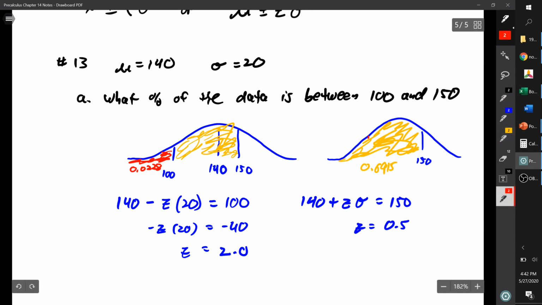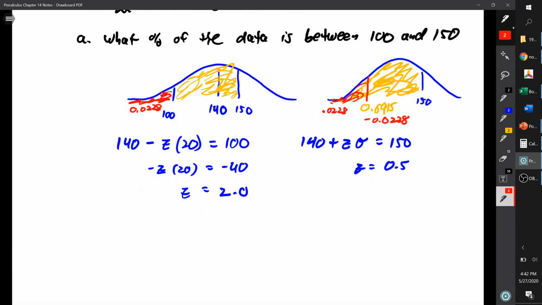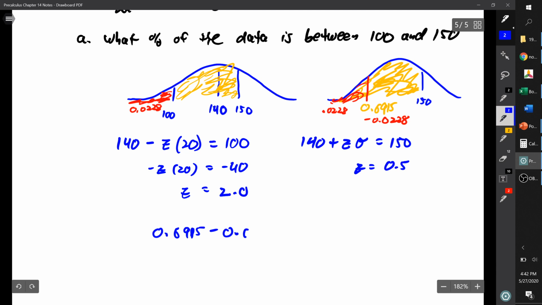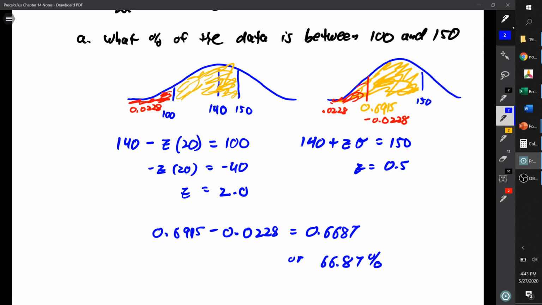So I need to subtract out that 0.0228. So we're doing 0.6915 minus 0.0228, and we get 0.6687, which as a percentage would be 66.87%. So we can say that 66.87% of the data is between 100 and 150 if this is normally distributed.